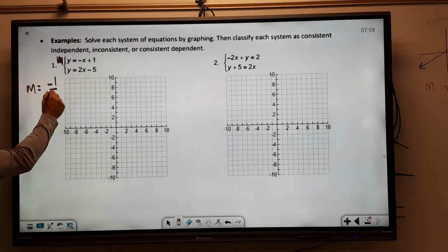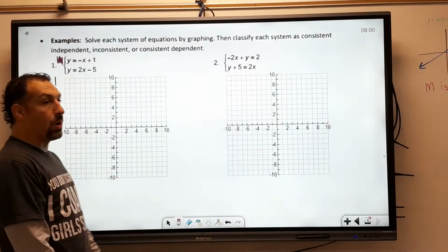Alright, so we just put it over 1 and we're covered. What about the y-intercept? What's that for the first one? 1. It's a 1. Okay. So I'm gonna go ahead and start there.